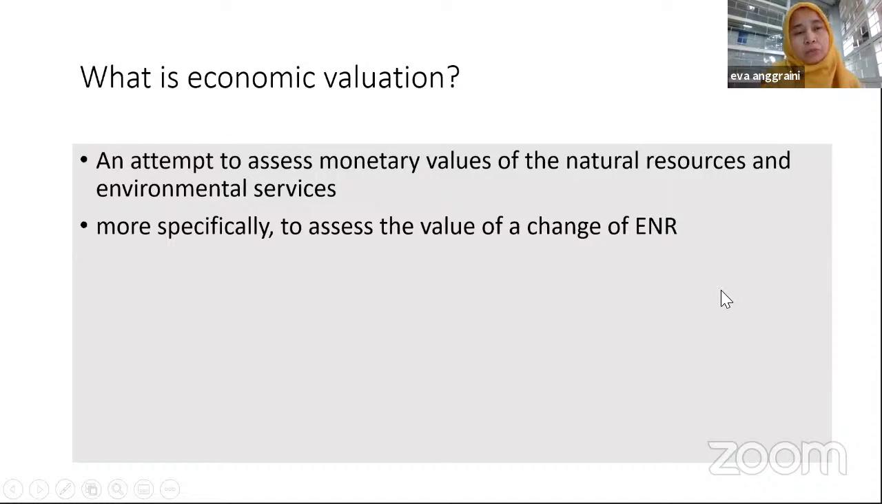The next question, and our core topic today, is: what is economic valuation? It is an attempt to assess monetary values of natural resources and environmental services. So we try to put monetary values on natural resources and environmental services. More specifically, economic valuation is about how to assess the value of a change in the environment and natural resources because of the externality that we are facing. We understand that not all goods or services provided by the environment and natural resources have a market price, so we have to develop ways to measure the value.